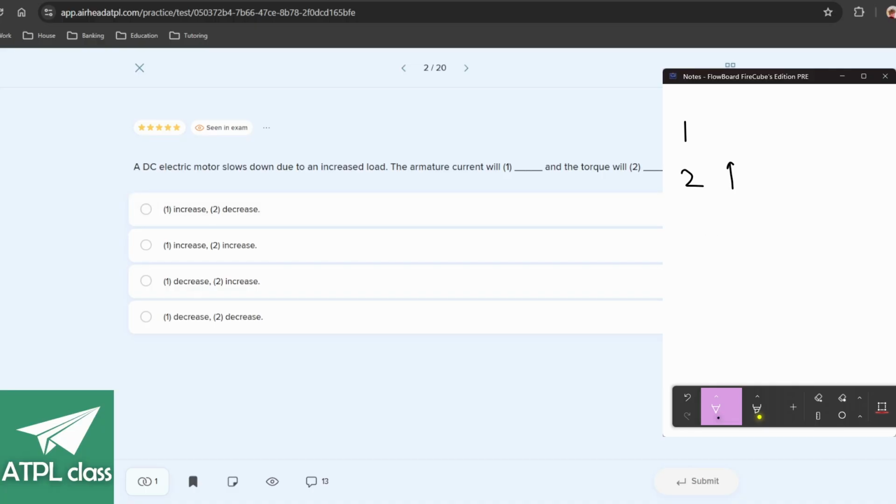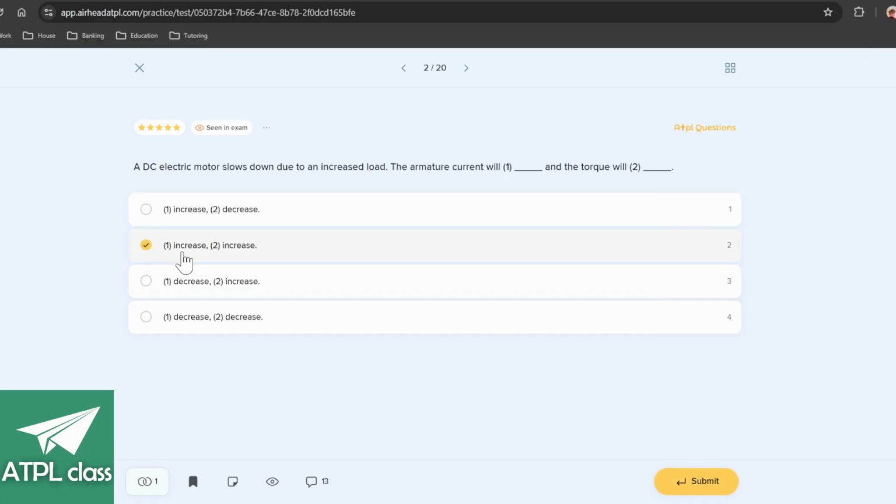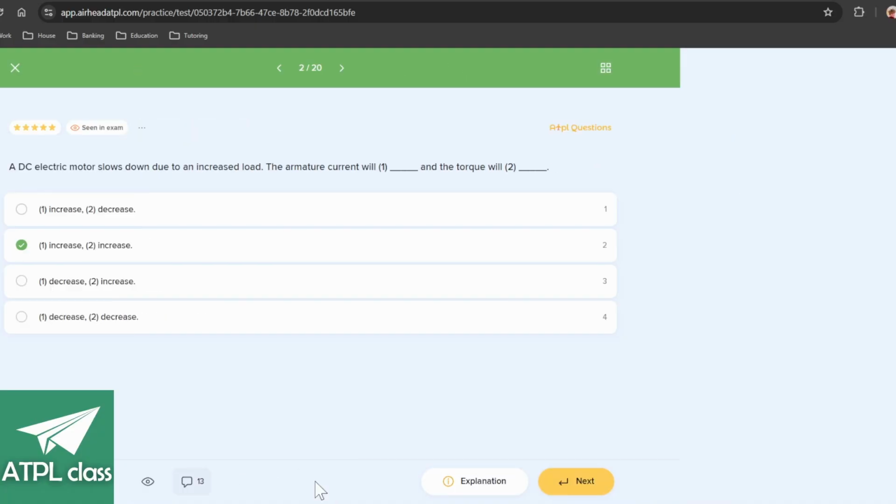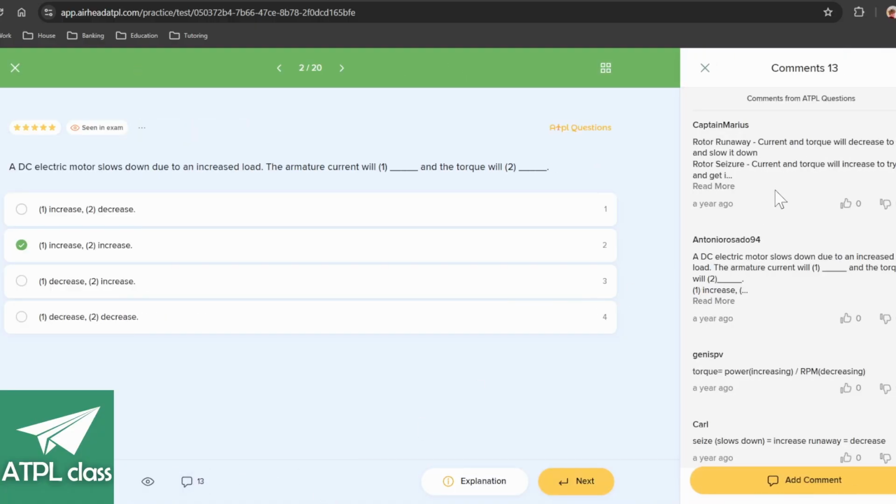And that means that it slows down due to an increased load because it's got too much torque for what it needs. The torque goes up. Or does that mean that the torque goes up to power through it? So it's slowing down. I think if the torque goes up, the current must go up as well. So let's go increase, increase. Correct. Let's look at the options.